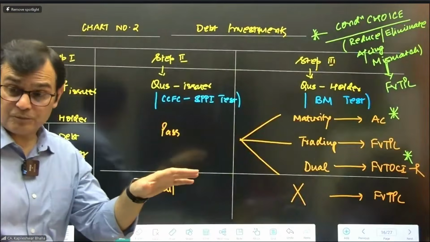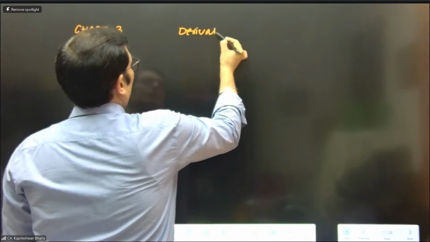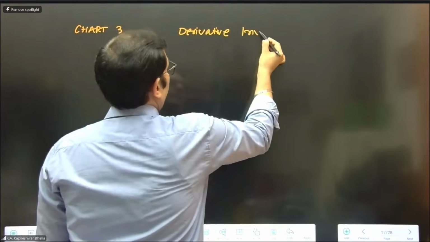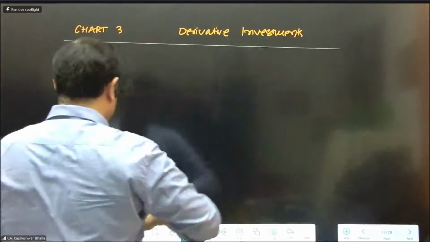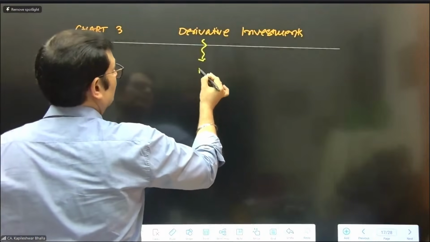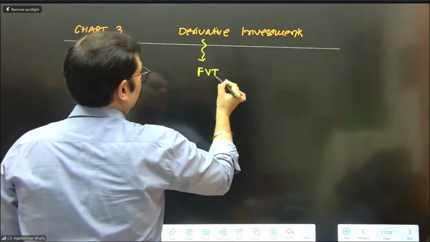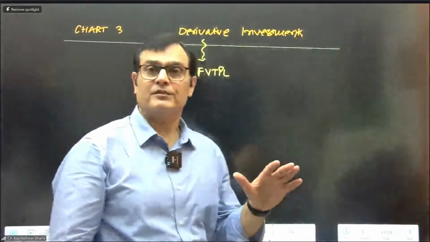Let's proceed further. Let's now make chart number 3. That is a simple chart, because in chart number 3, we are looking at derivative investments. No questions asked. Because when you say it is a derivative investment, it is simply FVTPL. So if you make investments in derivatives, it is simply fair value through P&L, so no steps to be applied in this case.